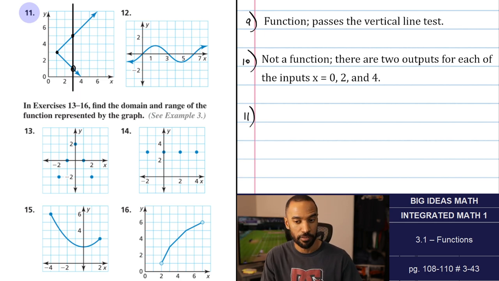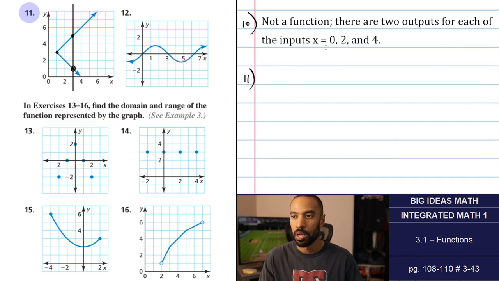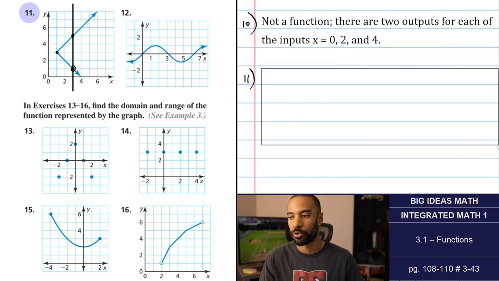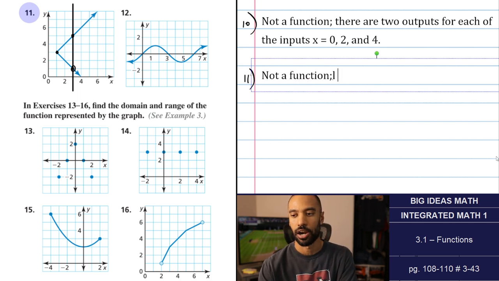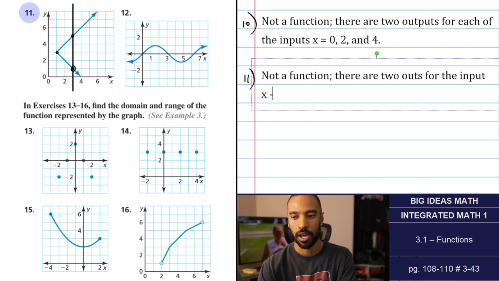Now I can be very specific, and I can state that it fails for every x value that's greater than 1. But I can also just give one specific counterexample to disprove it. It just takes one. Not a function. There are two outputs for the input x equals 3, among others.